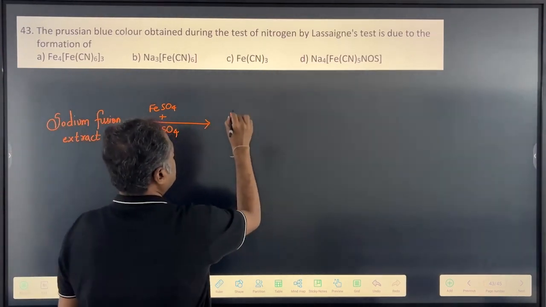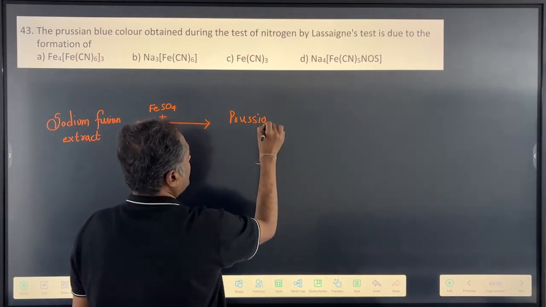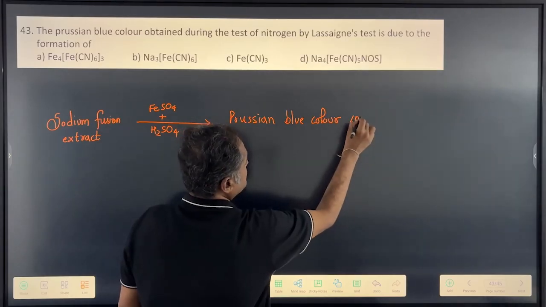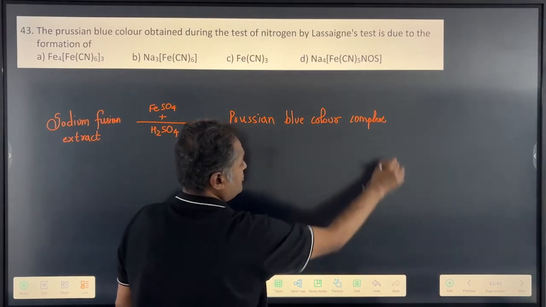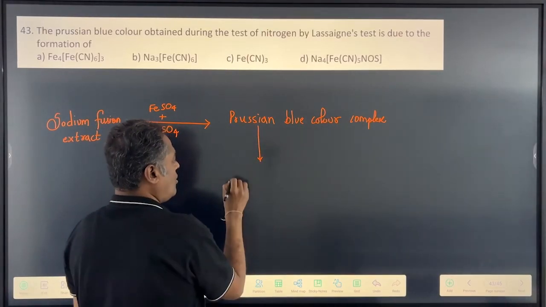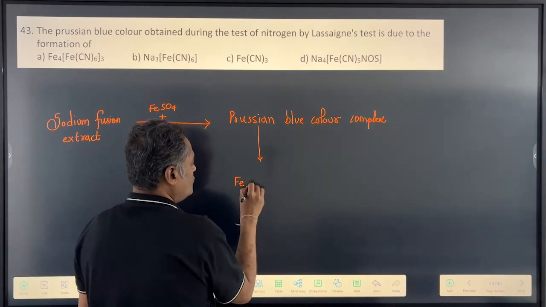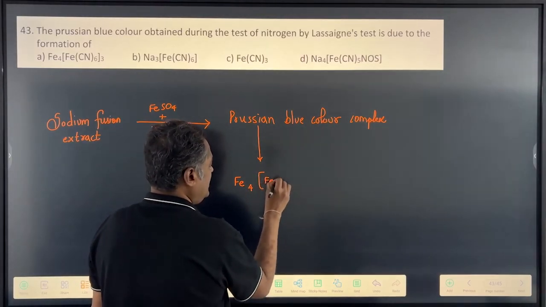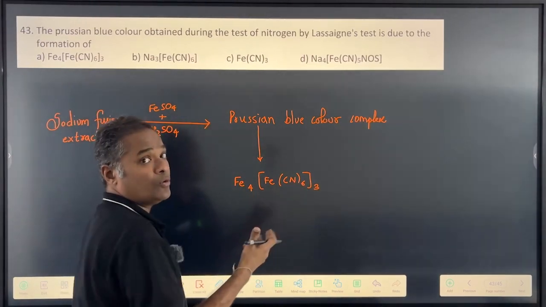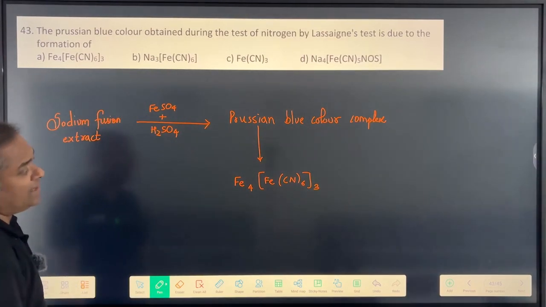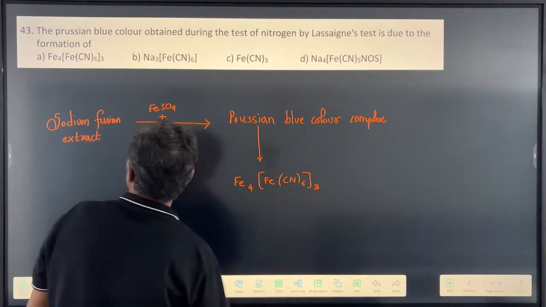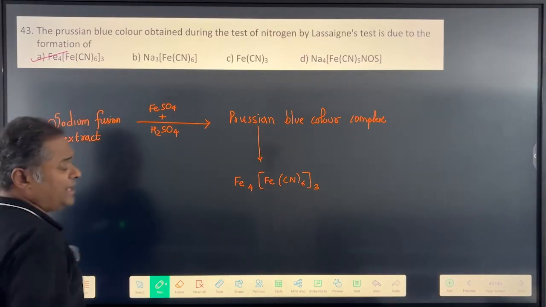we get Persian blue color complex. And as you must have seen in the discussion, this Persian blue color is nothing but the complex Fe4[Fe(CN)6]3. This is ferrocyanide, and the correct answer is option A. Is it clear, child? So your correct answer is A. Let's proceed with the next question.